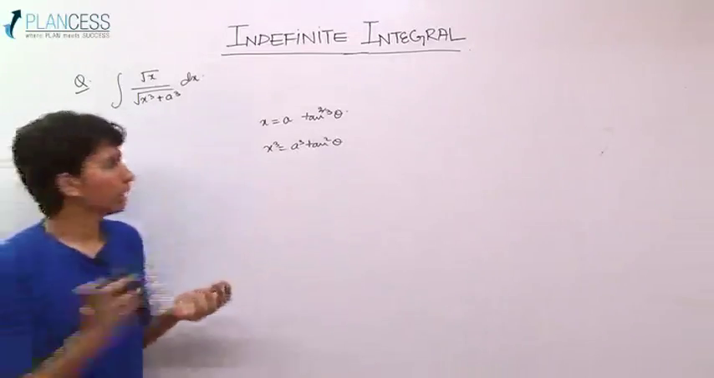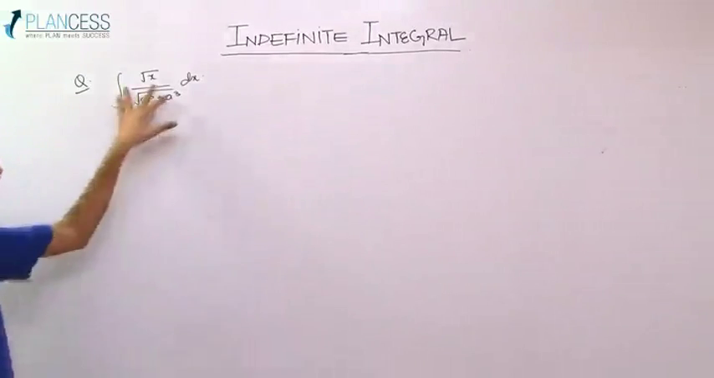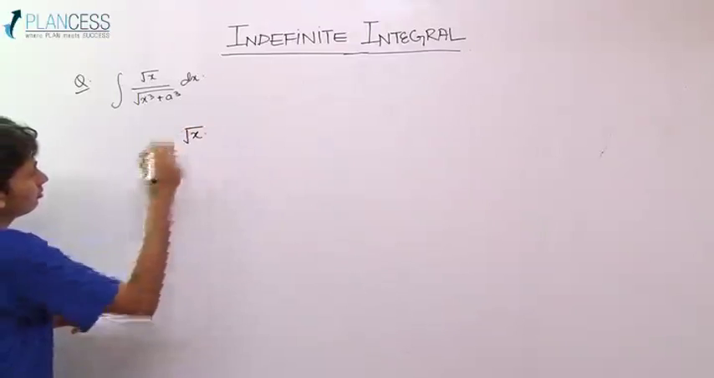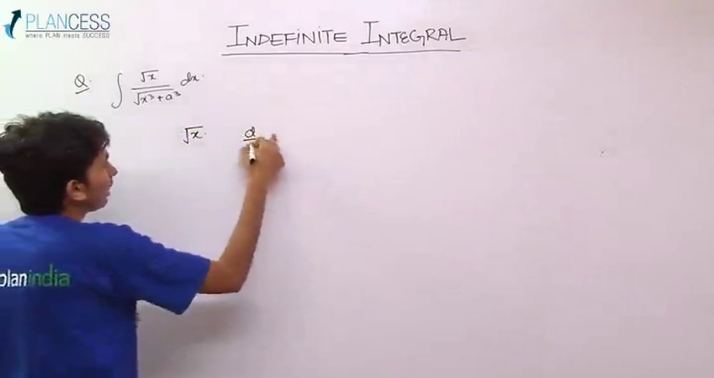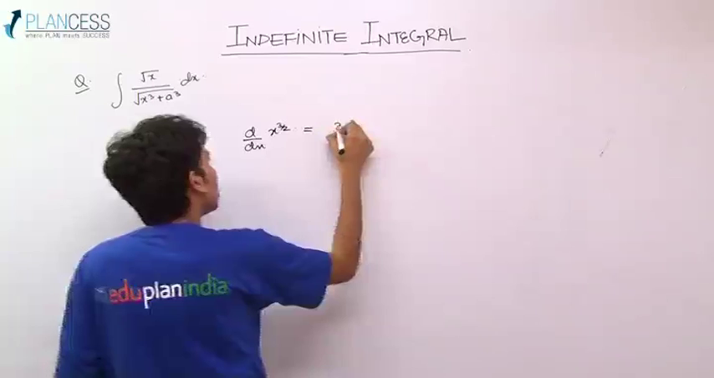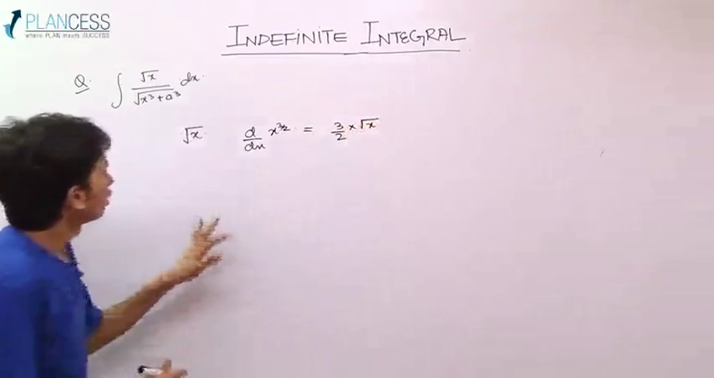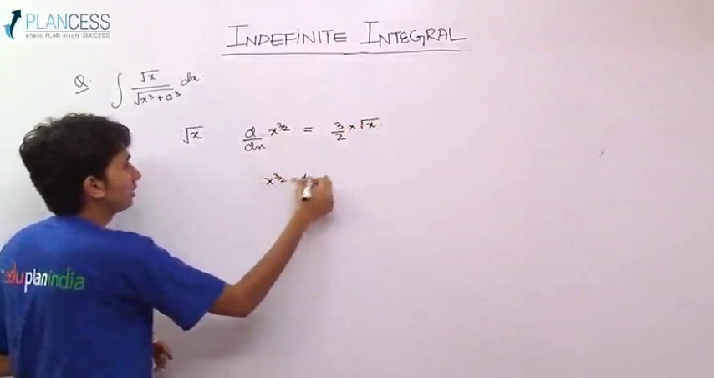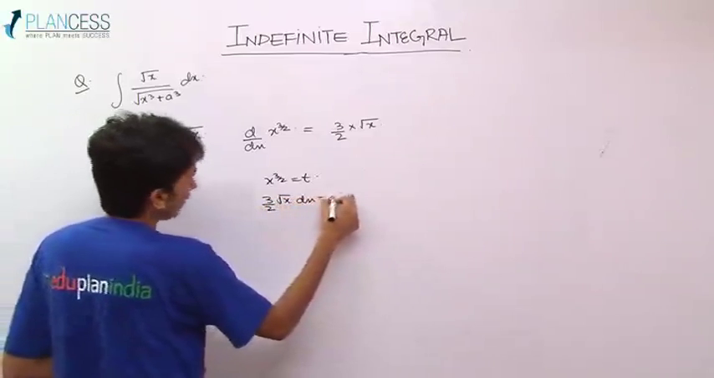But the substitution which I could think of for this question was, seeing that there is root x in the numerator, a function whose derivative gives us root x. We see that d by dx of x raised to 3 by 2 is nothing but 3 by 2 into root x. So if I substitute x raised to 3 by 2 as t, what I get is 3 by 2 root x dx is dt.